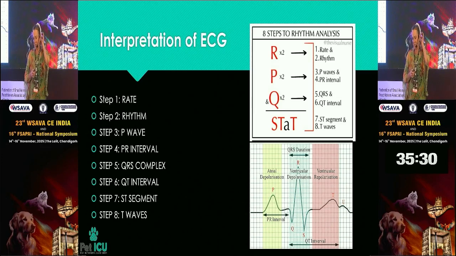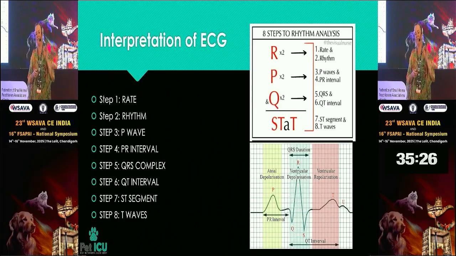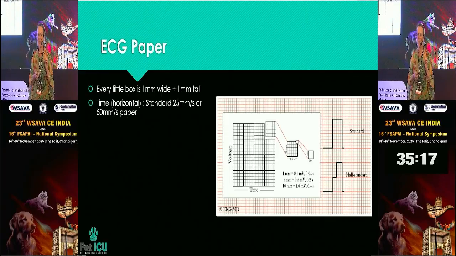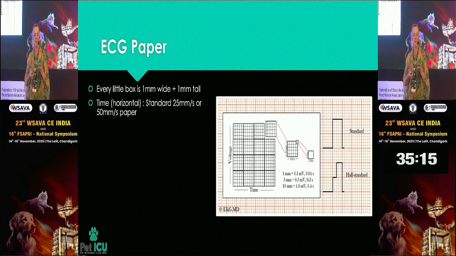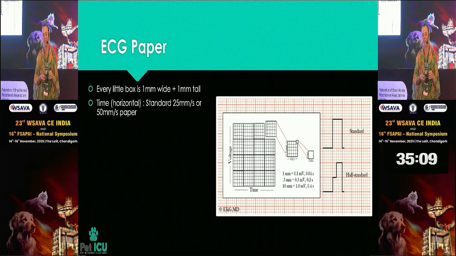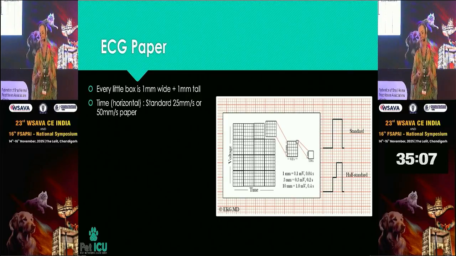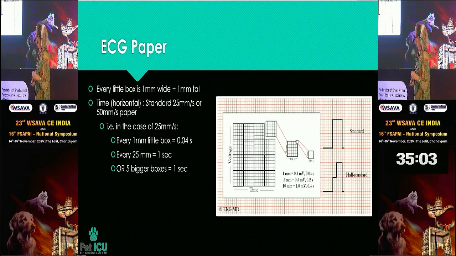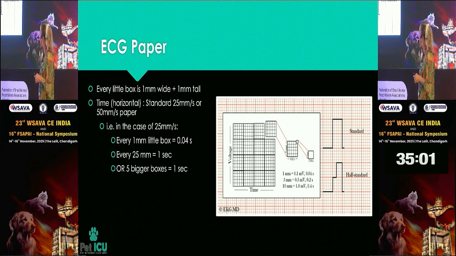Your QT section, which we're not as worried about in dogs, then you've got your ST segment and then your T wave. Your ECG paper, you think of each of these little boxes as 1 millimeter wide and 1 millimeter tall. The standard rate we run the paper at is 25 millimeters per second, but you can make it run at 50 millimeters per second and you'll get a better look. Sometimes we use that if we really want to look in more detail at each rhythm.